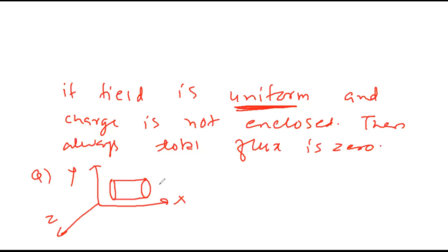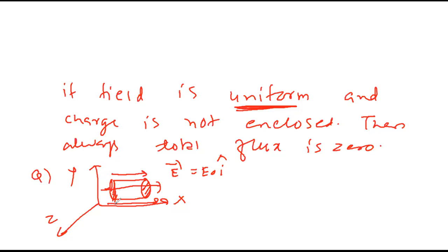This is a cylinder. Now E bar is E naught i cap. So is E uniform or non-uniform? Uniform, because E naught is constant and directed along the x-axis. Orally, can you tell me what will be the net flux? 0. Let us check.